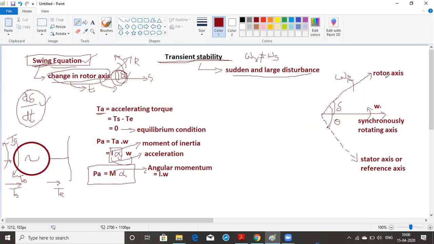Clear? So exactly, the angle difference between the rotor axis and stator axis is not delta, but theta. The angle difference between the rotor axis and the synchronously rotating axis is called delta, right?